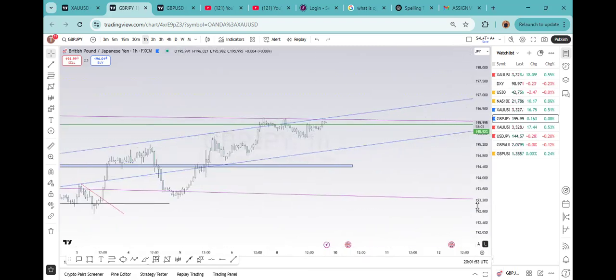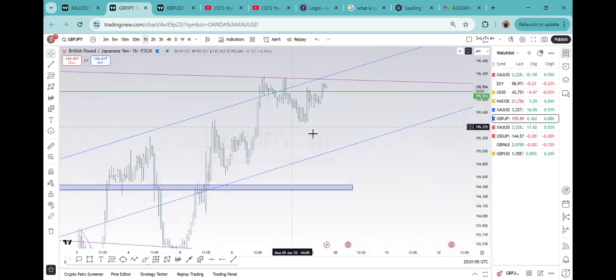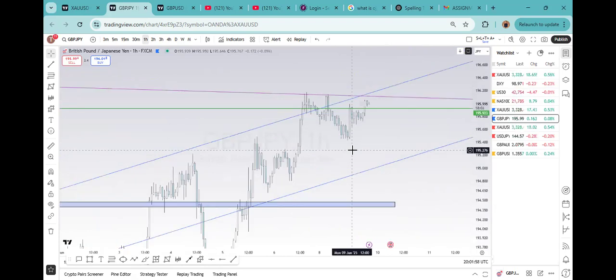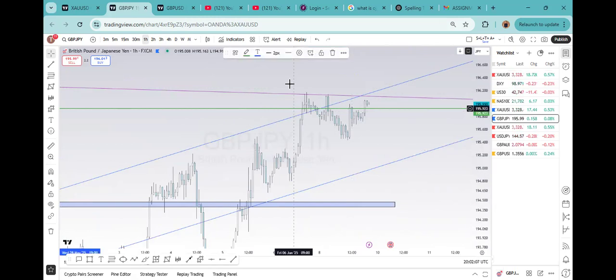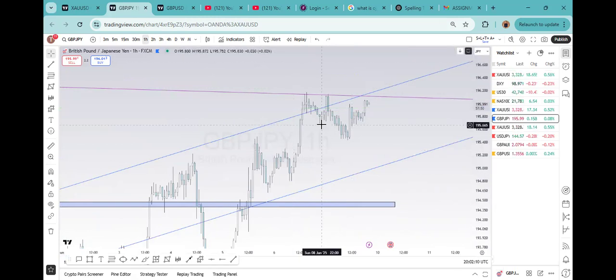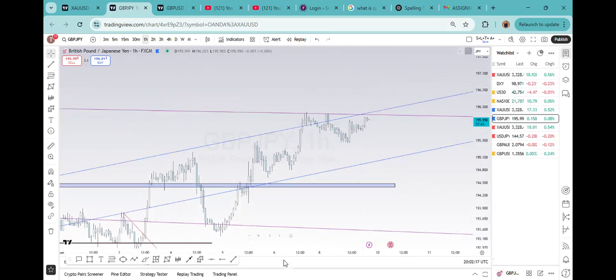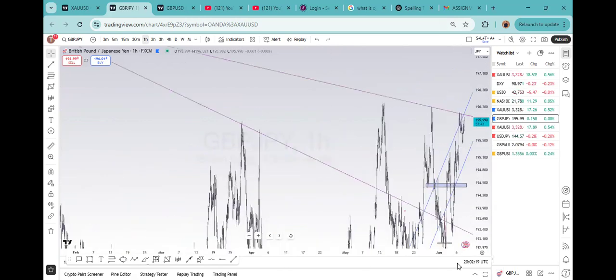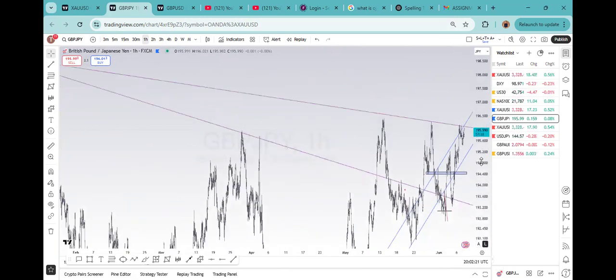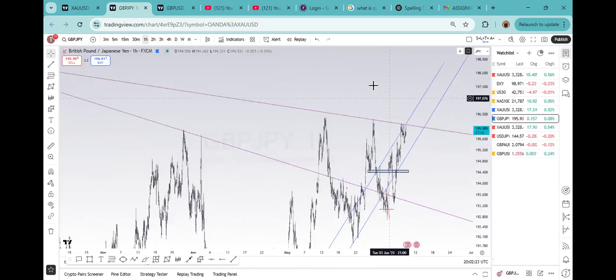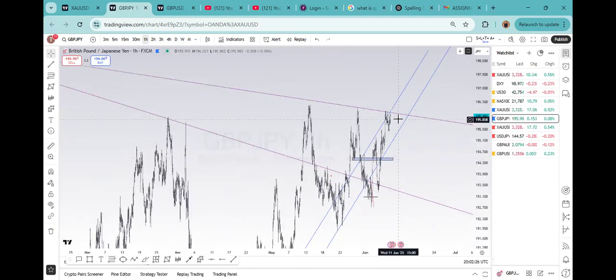Do you have any questions? I've not really marked up GJ, but if I'm looking at it now, basically it's at a major structural level of resistance. So if that area is valid, it keeps coming down. We are at a supply zone, so it's looking like a sell, except we have an aggressive break.